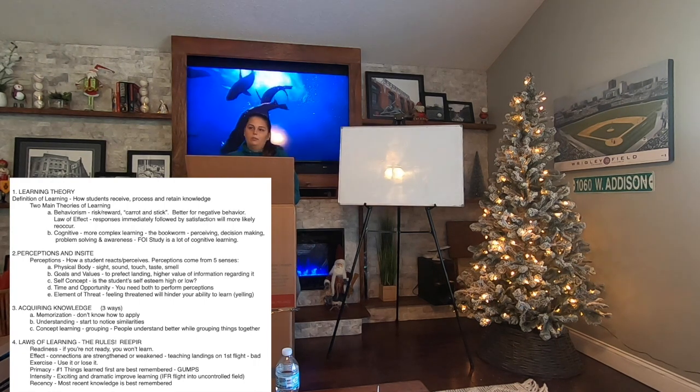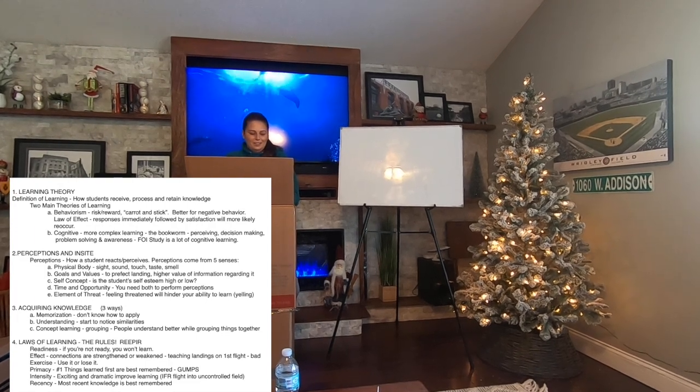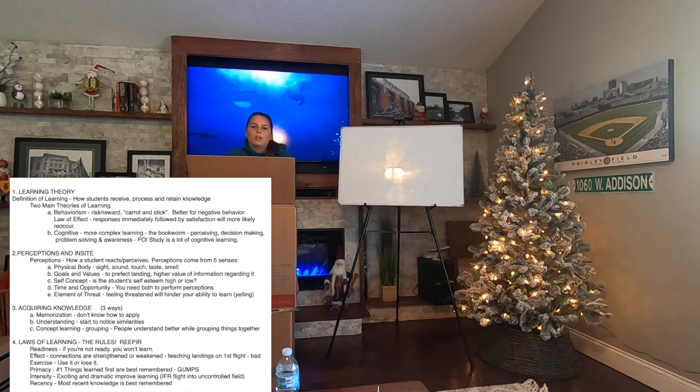Self-concept, this is how they perceive themselves. Are they confident? If they're confident, they're going to be confident. If they're insecure, they're probably going to be insecure about flight training. So try to praise them and keep their overall morale up.